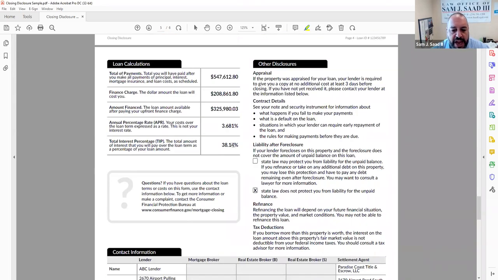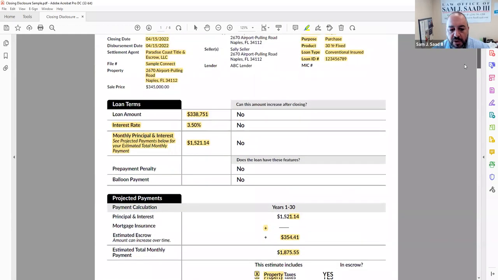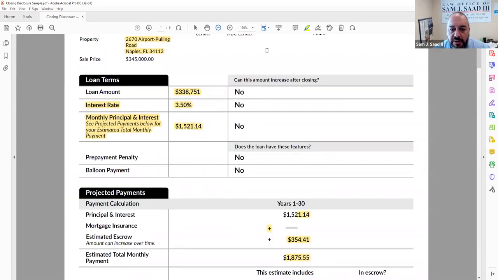Next up is the loan calculation. This is a very important table that is very often overlooked. I'm guilty of overlooking it, but this table tells you the total cost of your payments. Remember on page 1, it was disclosed that I'm getting a loan for $338,751, but that's not how much I'm paying the lender for this loan.